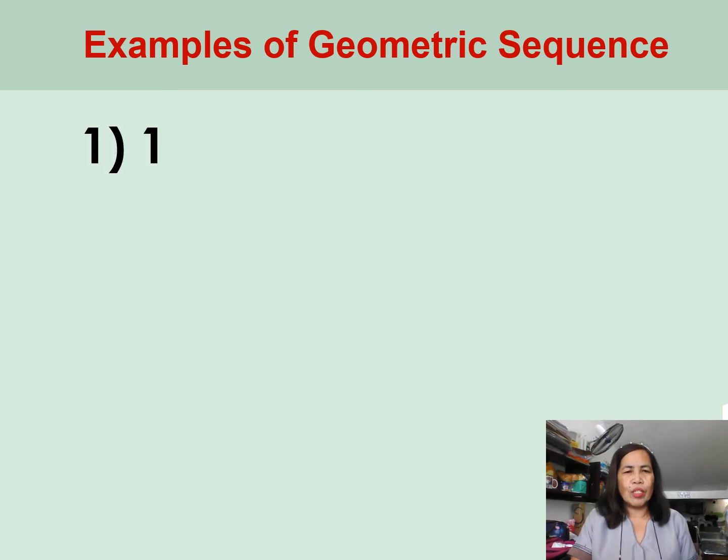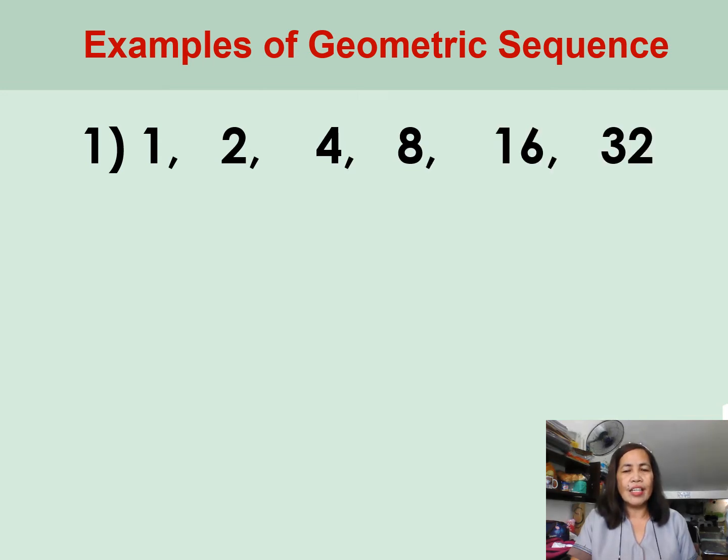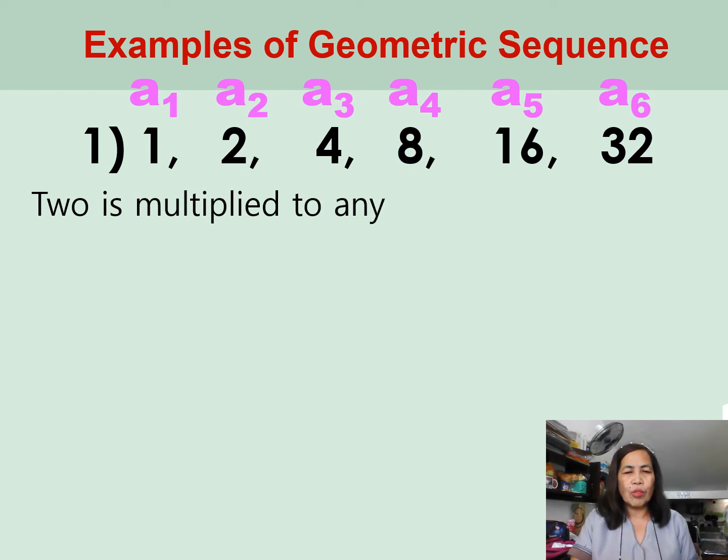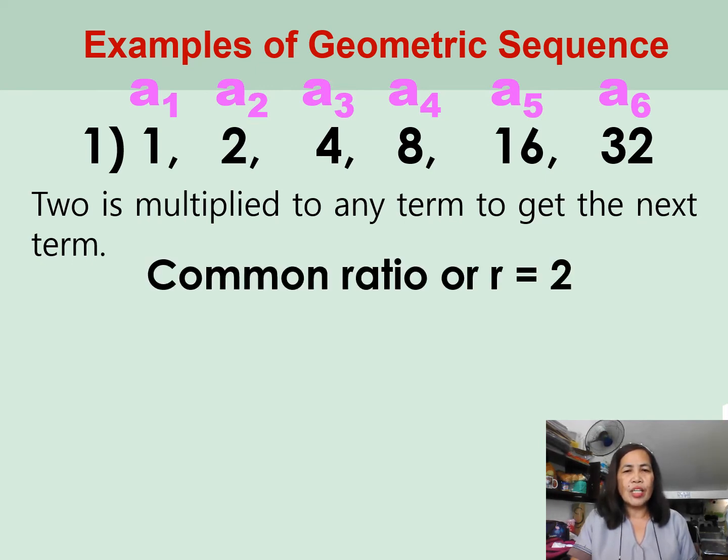Examples of geometric sequence. Here we have 1, 2, 4, 8, 16, 32. And as such, we call them a sub 1, a sub 2, a sub 3, a sub 4, a sub 5, and a sub 6. As you notice, 2 here is multiplied to any term to get the next term. So we say that the common ratio is 2. If we check it, 1 times 2 is 2, times 2 is 4, times 2 is 8, times 2 is 16, times 2 is 32.